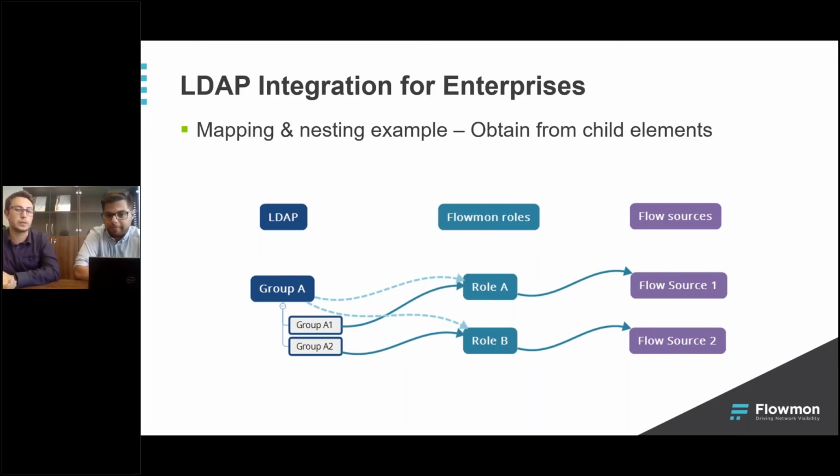That's definitely a step forward. Maybe one thing to add is that the old way we integrated with LDAP is not changing. It is still there. If you upgrade to Flowmon 10.2, nothing changes. You don't have to use mapping. You don't have to use nesting. It's completely up to you. You can use the old way or even combine it. So don't worry about upgrading to Flowmon 10.2. Nothing will be broken.